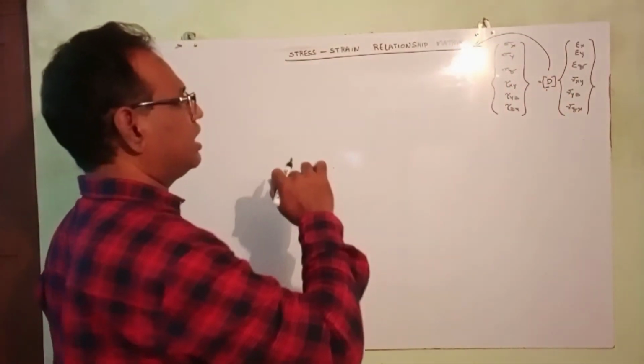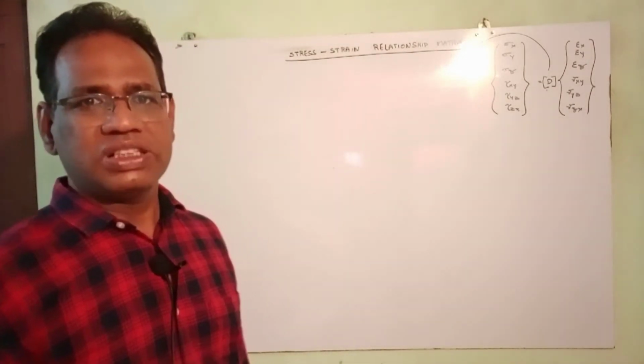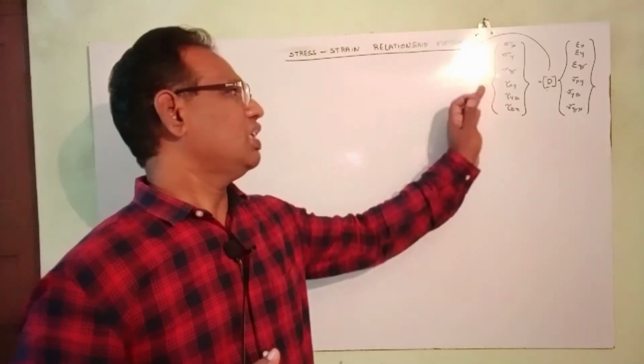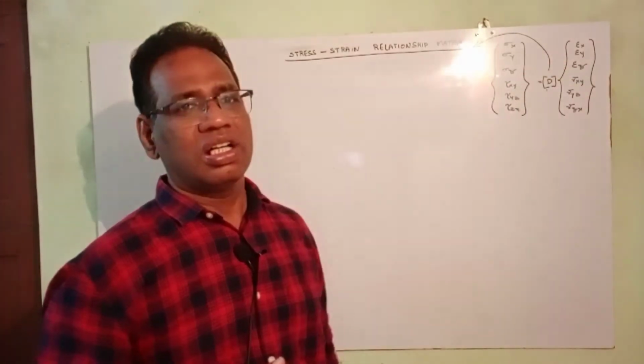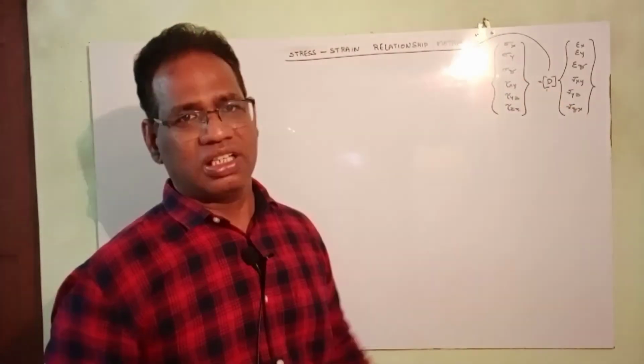The stress-strain relationship matrix is a material property matrix. It depends on Poisson's ratio and Young's modulus, and it gives the relationship between the linear stresses and the linear strains, and the shear stresses and shear strains.